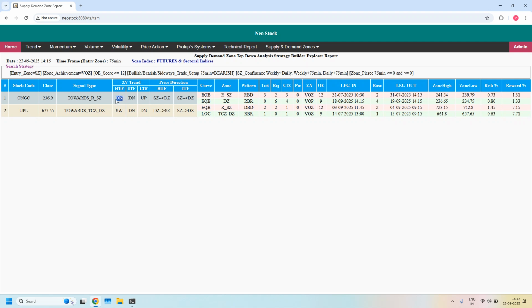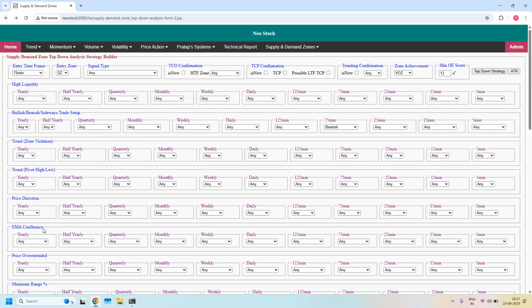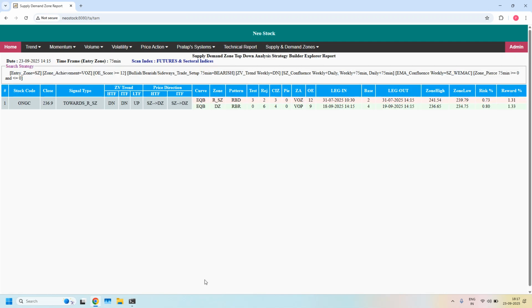Let's verify if this weekly supply zone has weekly EMA or not. In the EMA confluence at weekly, checking weekly supply zone with weekly EMA. At the same time, the trend on the weekly should not be sideways. It should be a downtrend because it is a bearish trade setup. Let's filter. So this stock is filtered.